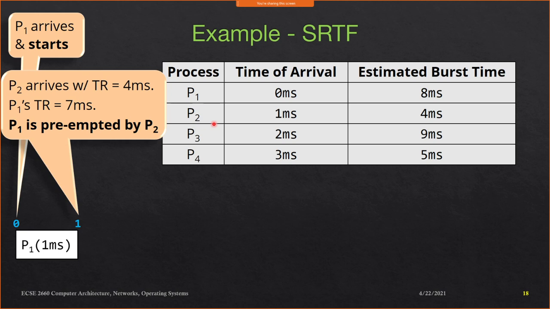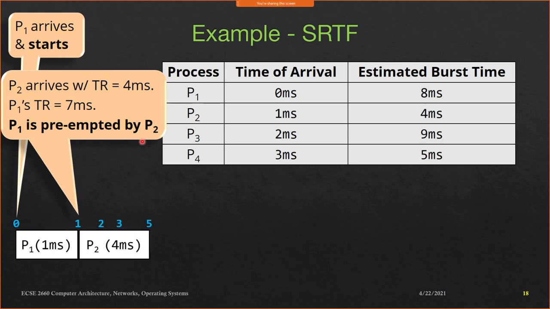If you look at P2, the time remaining for P1 is 7 milliseconds, for P2 is 4 milliseconds. So that will cause a preemption. P1 is being preempted by P2, and the criterion is the shortest time remaining, not priority in this case. So P2 will use the CPU resource now.